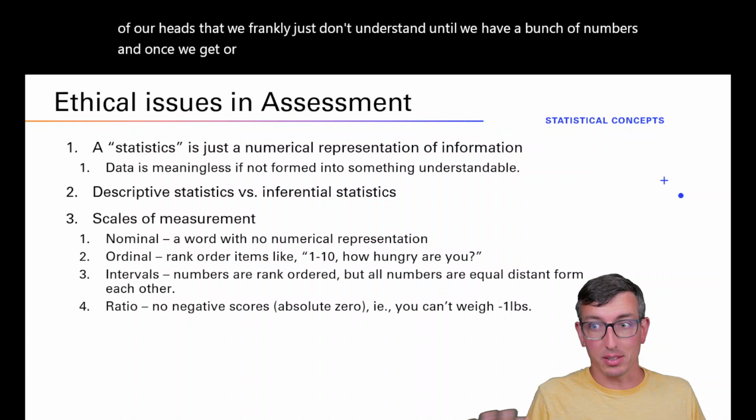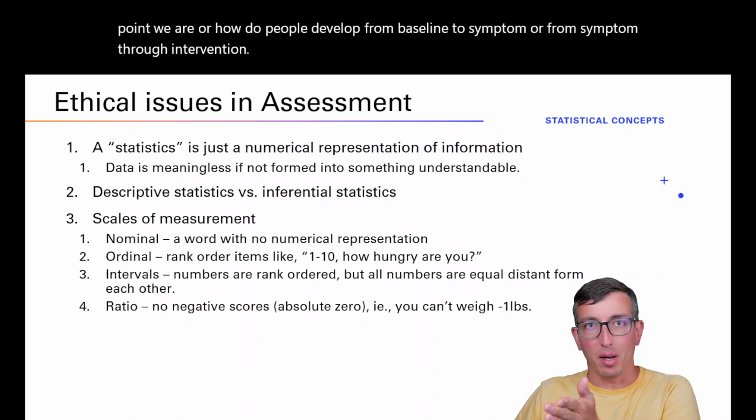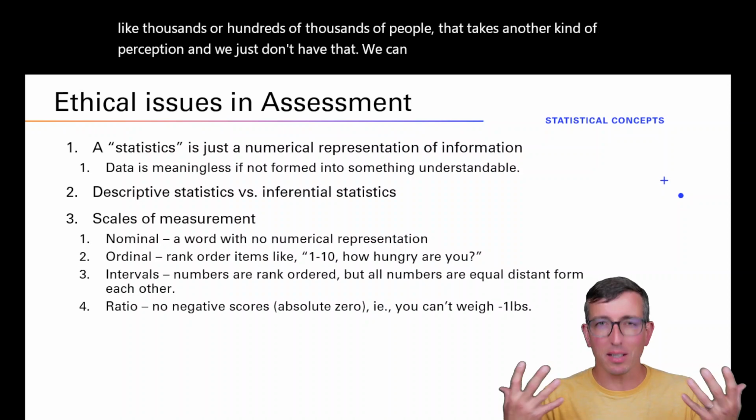Now, there's two ways that we do that. One of them is that we can understand over time. In other words, how have we historically progressed to the point we are, or how do people develop from baseline to symptom, or from symptom through intervention back to baseline, just that kind of stuff. It's through time, and we can't always easily observe that. Especially with one person, maybe with a couple people, probably, but with a huge amount of people over time, like thousands or hundreds of thousands of people, that takes another kind of perception, and we just don't have that. We can't fit that many numbers into our head and do anything with it. So we use statistics to help us with that over time.